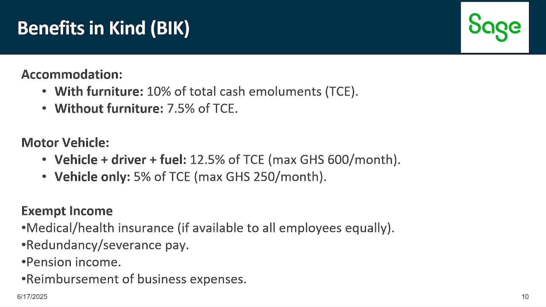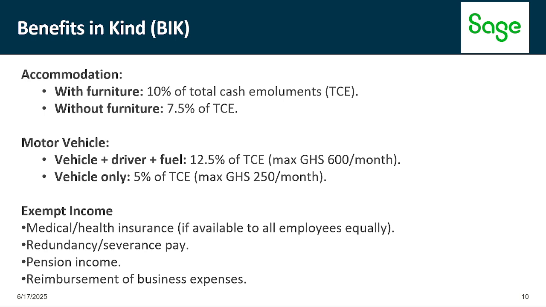So we need to put a value on the benefit you are given. It's benefit in kind. It could be accommodation, it could be fuel, it could be vehicle, driver, fuel. If it's a vehicle, driver and fuel, we calculate 12.5% of your TCE, and it's limited to a maximum of 600 per month. If it's vehicle only, 5% of your TCE or a maximum of 250 per month. So these values are added to your normal income and taxed, because it is a benefit you are receiving not as cash. It's benefit in kind.